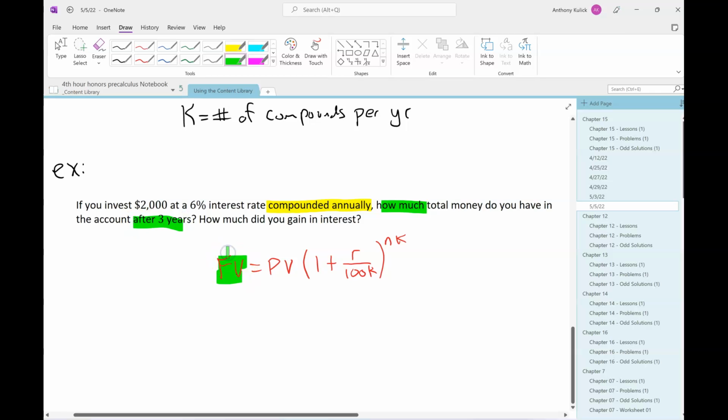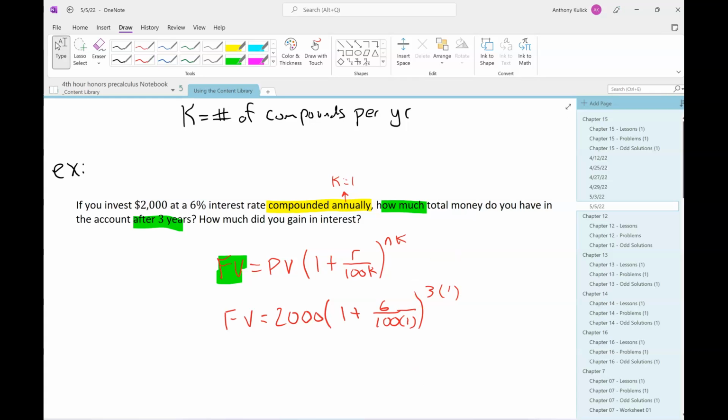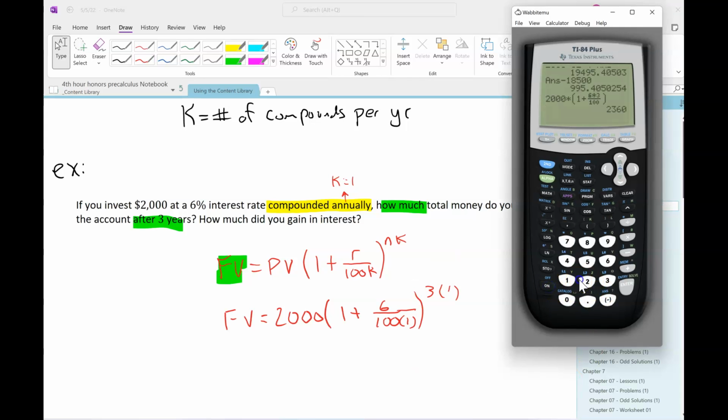Again, we're asking how much after 3 years. That's going to be a future value, so we're solving for FV again. What are we putting in for PV? 2,000. What's going in for R? What's going in for N? 3. And then what's going to go in for K? Yeah, the annually is telling me that one time per year we're calculating interest. Okay, so calculator time.